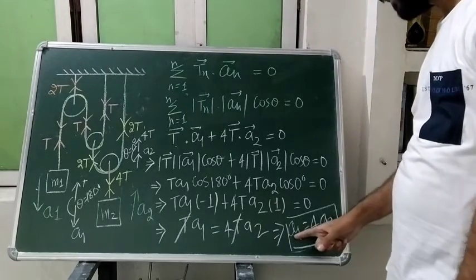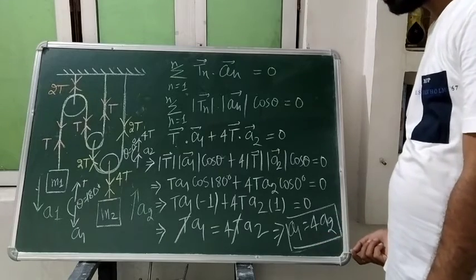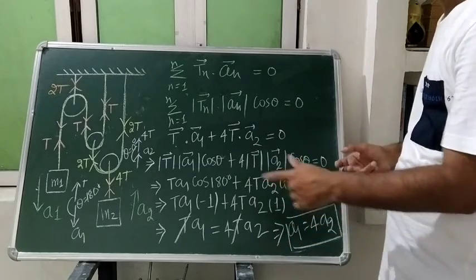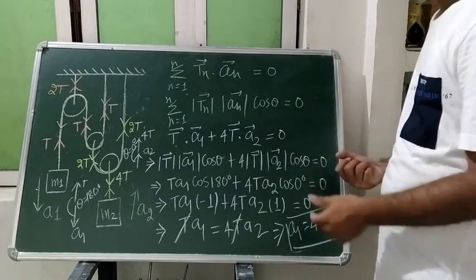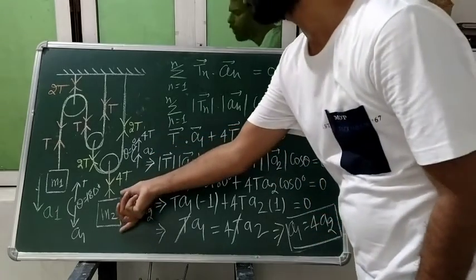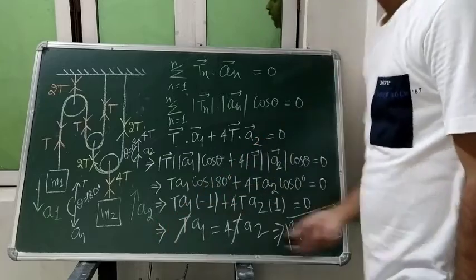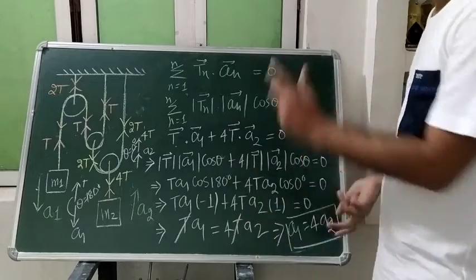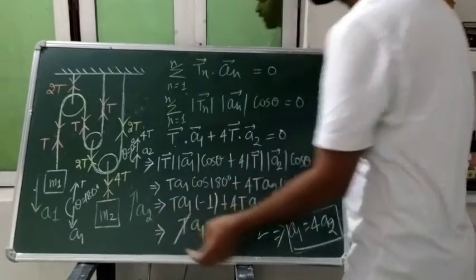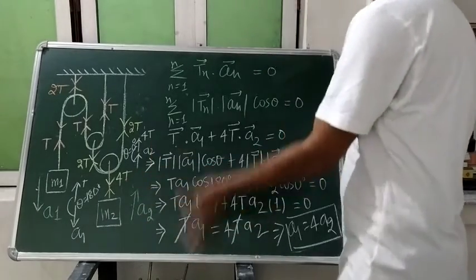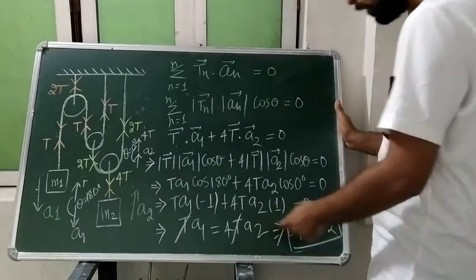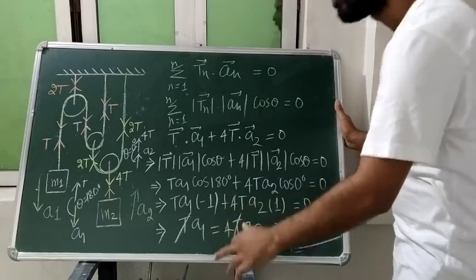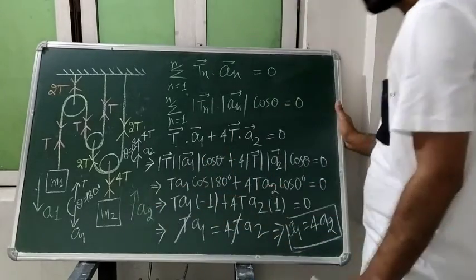Look students, here we are getting A1 is equal to 4 times A2. In the earlier case, in the traditional method, we had seen that A1 was equal to minus 4 times A2, where we had assumed A2 for this block, and the minus sign was telling us that the acceleration will be in the opposite direction. And here what have we done? We have assumed the accelerations in opposite directions, so here we are getting a positive sign. A1 is equal to plus 4 times A2, meaning that whatever your assumption is, that is correct.